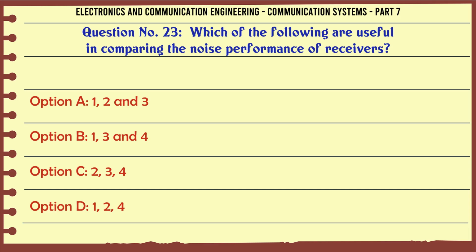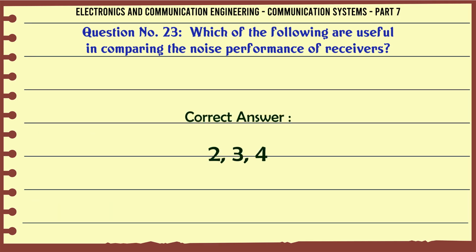Which of the following are useful in comparing the noise performance of receivers? A, 1, 2 and 3, B, 1, 3 and 4, C, 2, 3, 4, D, 1, 2, 4. The correct answer is 2, 3, 4.